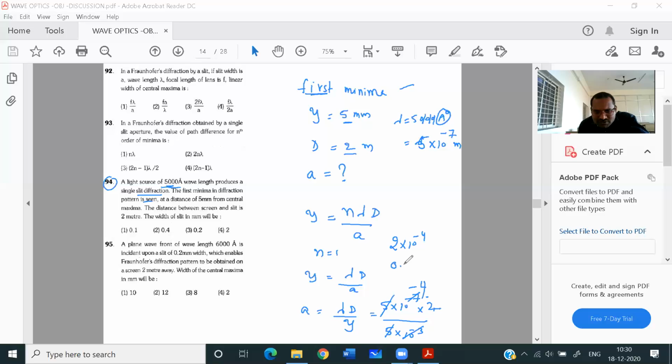Can we write this as 0.2 into 10 to the power of minus 3? 10 to the power of minus 3 is called milli. So 0.2 millimeter is your answer. The answer is in millimeters. Yes, 0.2 is the correct option. Question 94, option 3 is the right answer. Got it, students? Understood now?